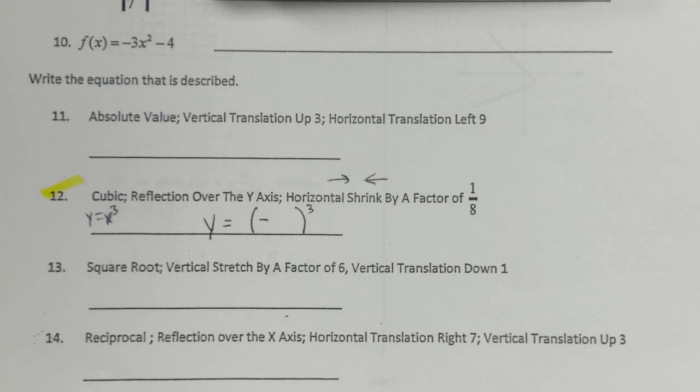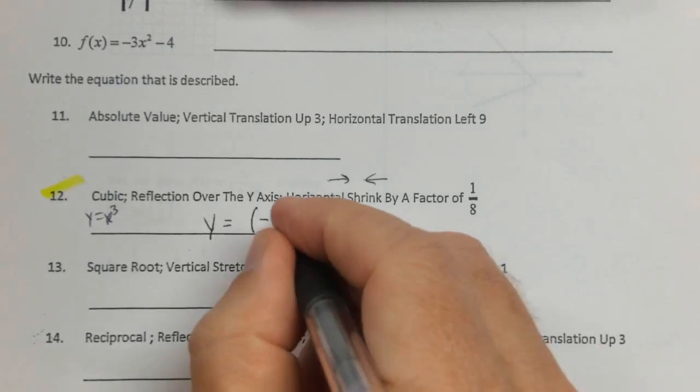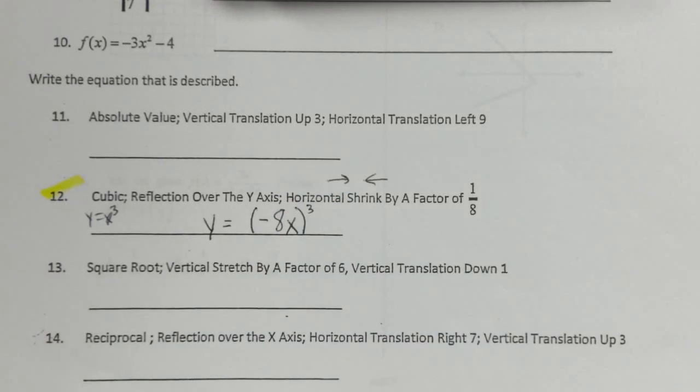So how do I accomplish a horizontal shrink by a factor of 1/8? It would be negative 8 times x, just 8, because the inside stuff is backwards. Right? If we multiply by 8, it actually shrinks it up this way. That's the answer. We should stop there.